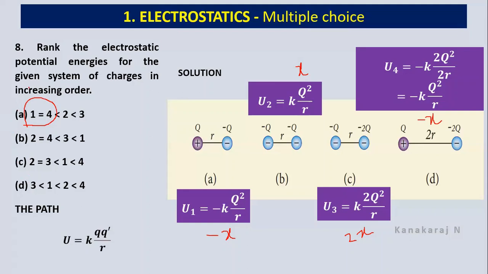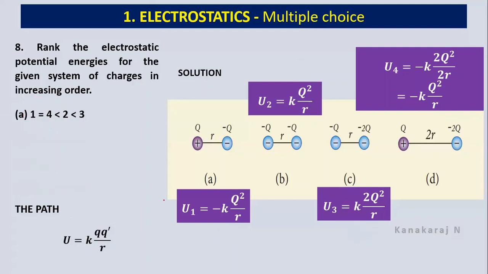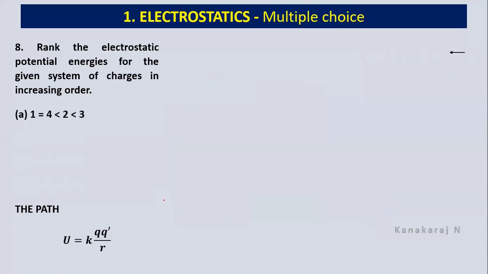Anyhow, let us check whether it is less than the second system. Of course, it is less than the second system, and the second system's potential energy is less than the third system's. Everything is going well. So the right option here is option A: the potential energy of the first system equals the potential energy of the fourth system, which is less than the potential energy of the second system, which is less than the potential energy of the third system. Let us learn the subject now.